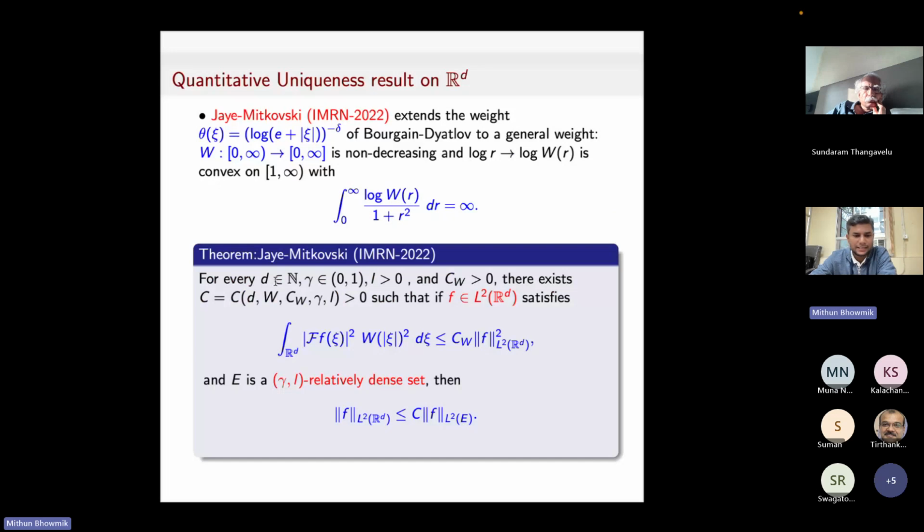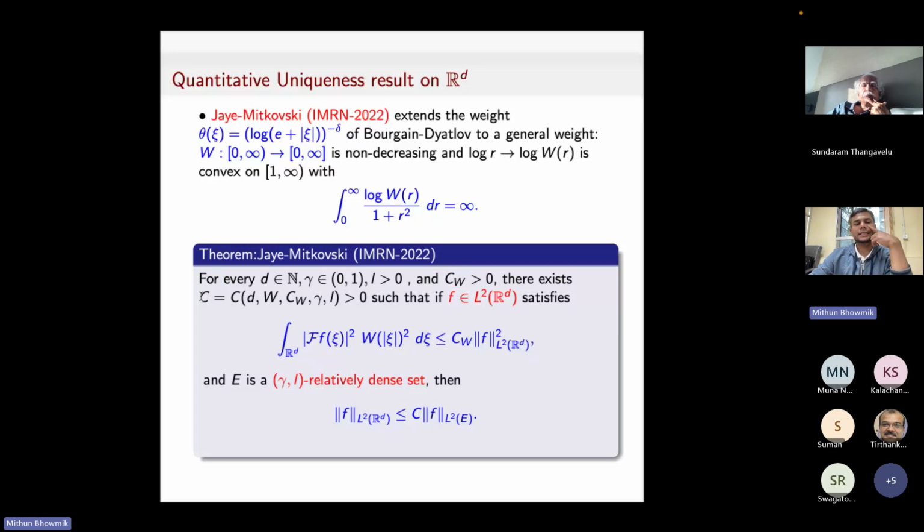So for every dimension d, gamma and L parameterize the relative denseness of the set, and C_W will parameterize the class of functions that we will consider here. We'll consider all those functions whose Fourier transform has at least this much decay. So we have a weight, and that weight multiplied with the Fourier transform, this L2 norm is still dominated by the L2 norm of the function. This constant C is appearing here. So we'll consider all those functions.